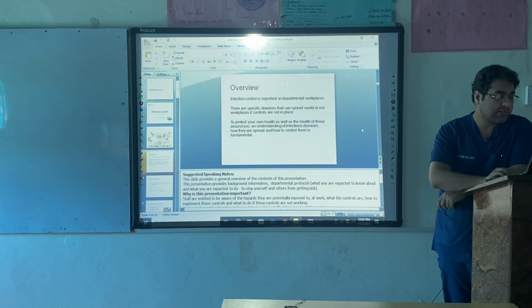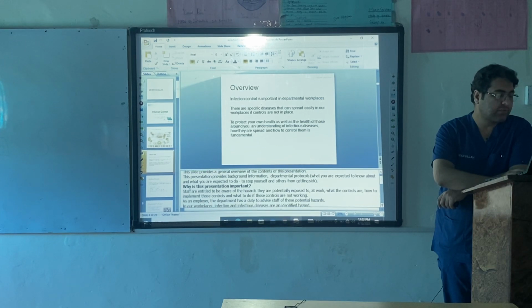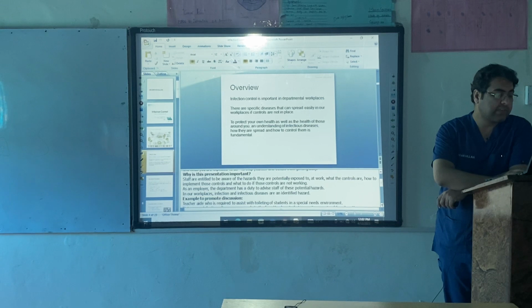Why is this presentation important? Staff are entitled to be aware of the hazards they are potentially exposed to at work, what the controls are, how to implement those controls, and what to do if those controls are not working. As an employer, the department has a duty to advise staff of these potential hazards. In our workplaces, infection and infectious disease are an identified hazard.